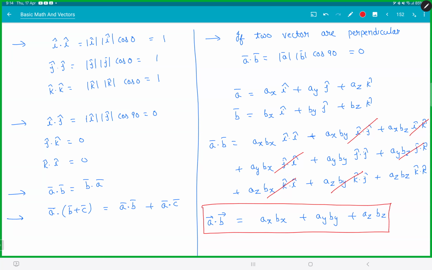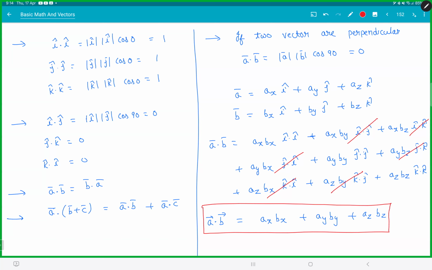This is how you find the dot product between two vectors. What is the primary use, if you ask me? If someone gives you two vectors and asks you to find the angle between them, the dot product is the best. It's pretty useful to find the angle between two vectors.